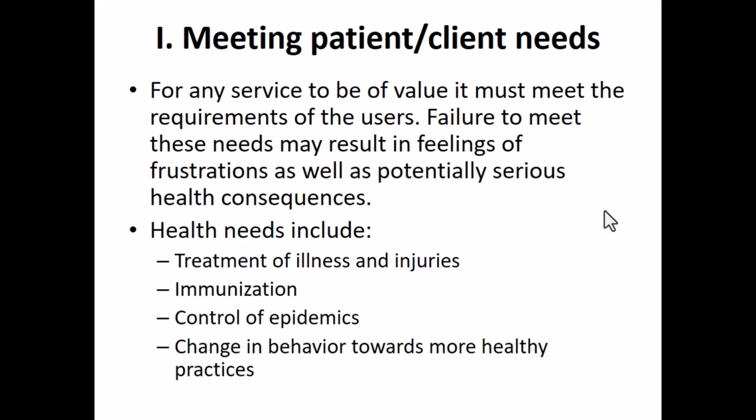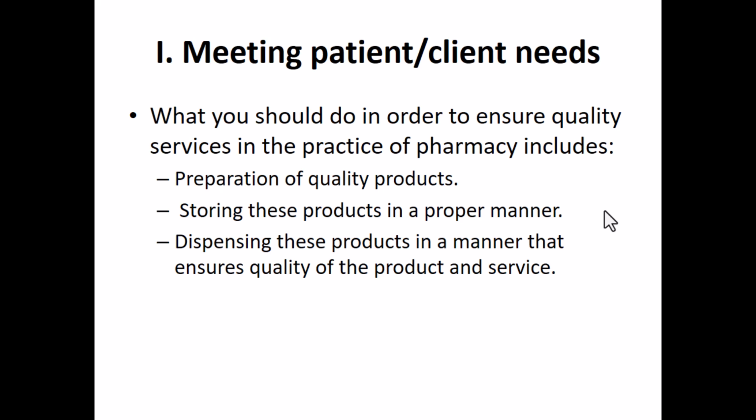We see that what the patients need is treatment of their illness. They want to get better and go back home. And then immunization. There are specific diseases for which we do immunization, and a patient requires to get that. And then control of epidemics. Before any epidemic even comes up, we need to control it. That's why we need to always have public health related activities. And then change in behavior towards more healthy practices. This is what your patient needs, so you need to be in a position to prepare quality products for the need of the patient.